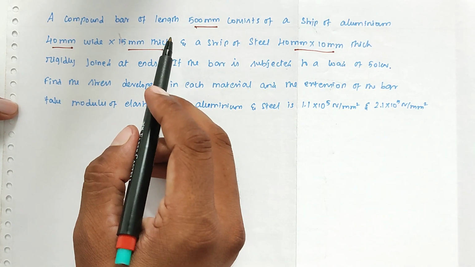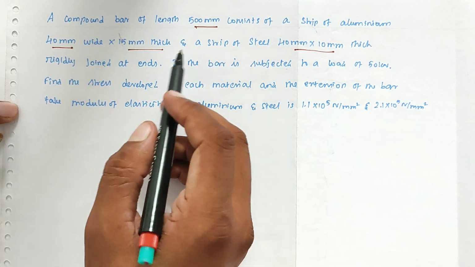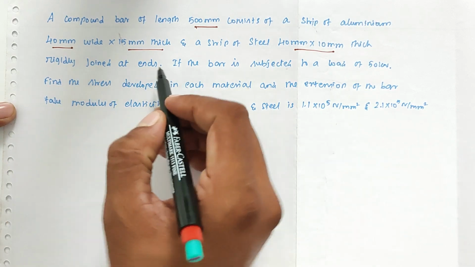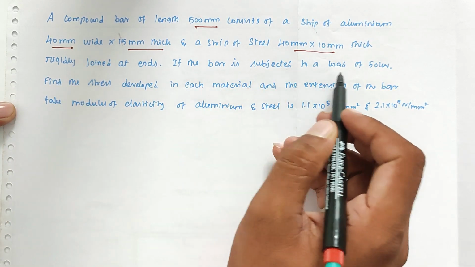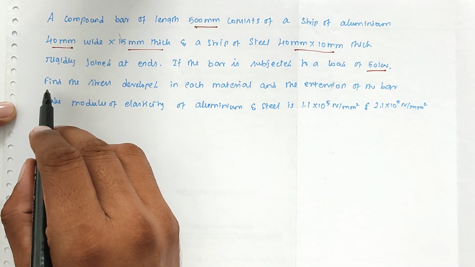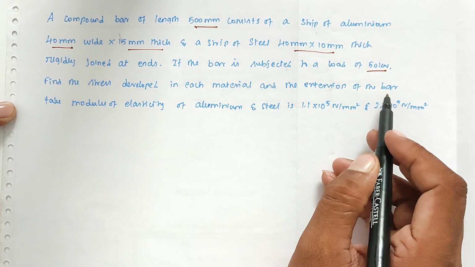So there is a composite material containing aluminium as well as steel bars, rigidly joined at the ends. The bar is subjected to a load of 50 kilonewton. Find the stresses developed in each material and the extension of the bar.